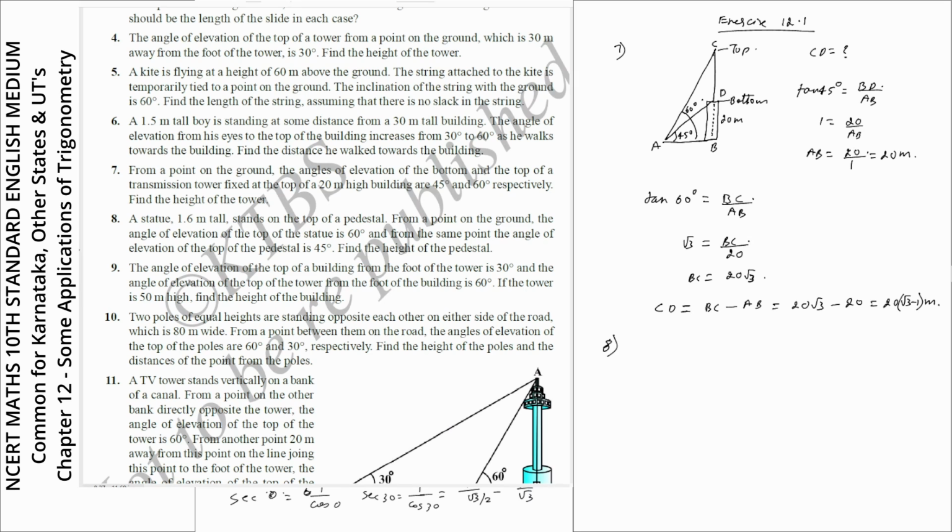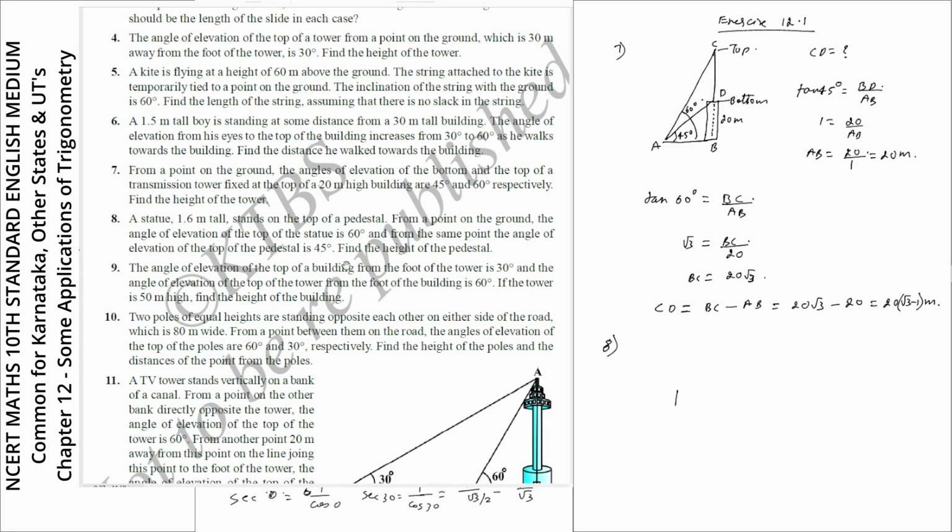Exercise 11.1, question number 8. This is similar to question number 7. A statue 1.6 meter tall stands on top of a pedestal. From a point on the ground, the angle of elevation of the top of the statue is 60 degree, and from the same point the angle of elevation of the top of the pedestal is 45 degree. Find the height of the pedestal.